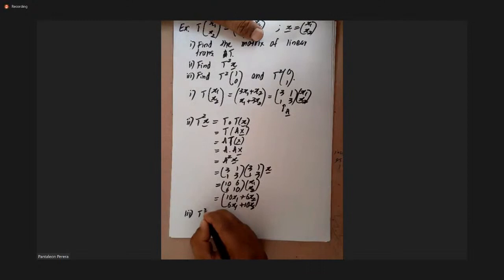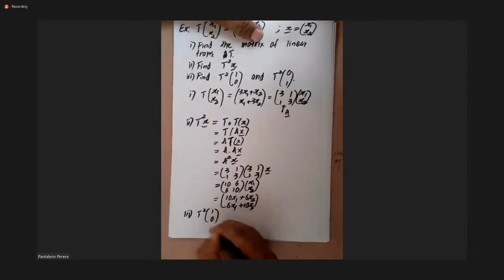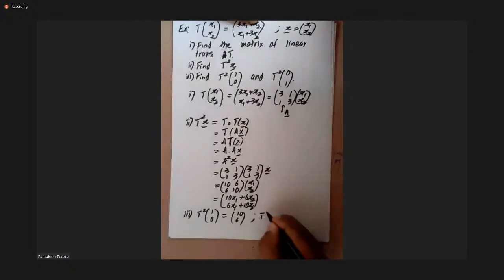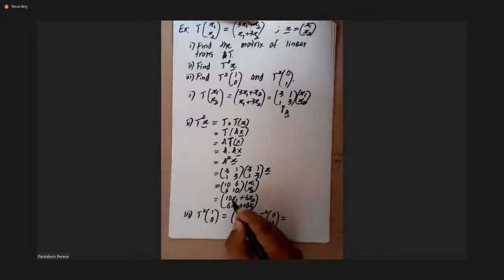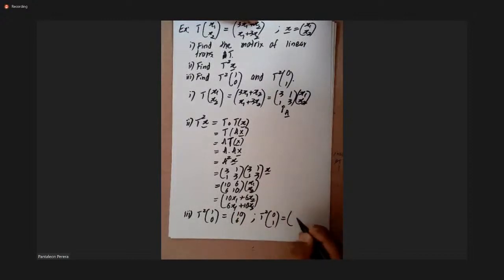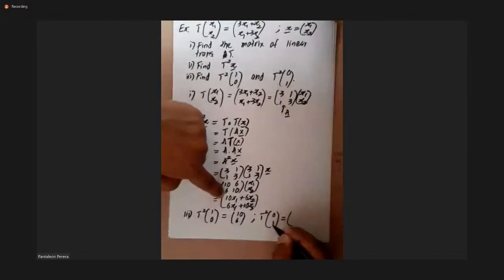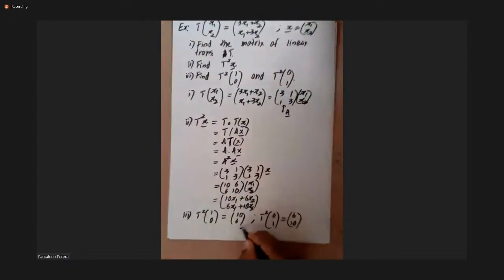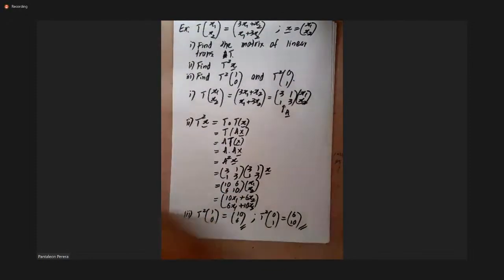So, T squared applied to this one is what? x1 is 1, x2 is 0. So this 1, this 0. Therefore, you get 10, 6. T squared applied to this one, where this is 0 and this is 1, x1, x2, so 6, 10. Right.